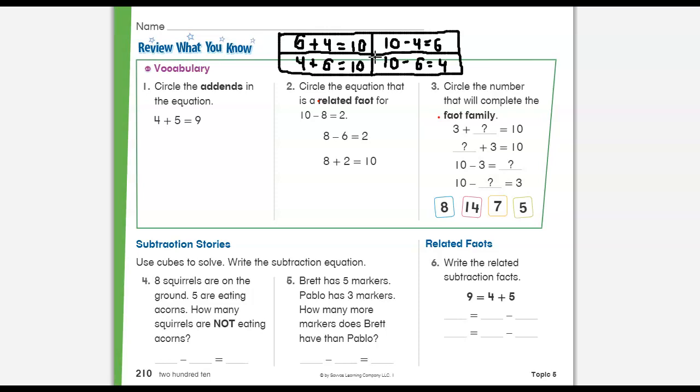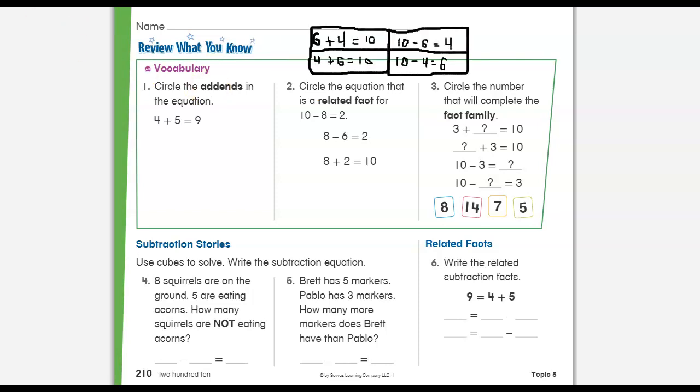All of these equations have the same 3 numbers. All of the equations have a 6, a 4, and a 10. This is called a fact family. The 3 numbers that represent the equations make up the fact family.